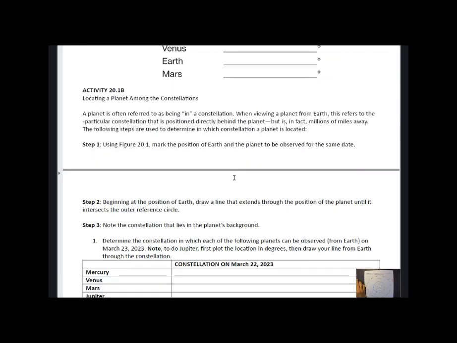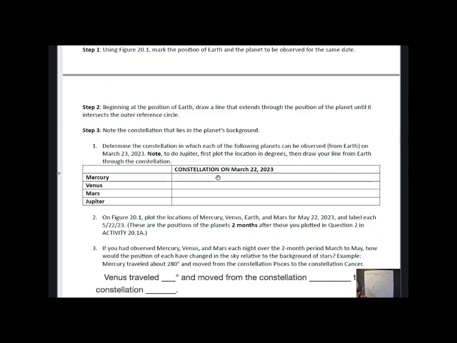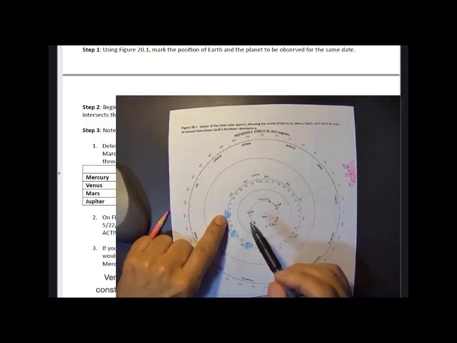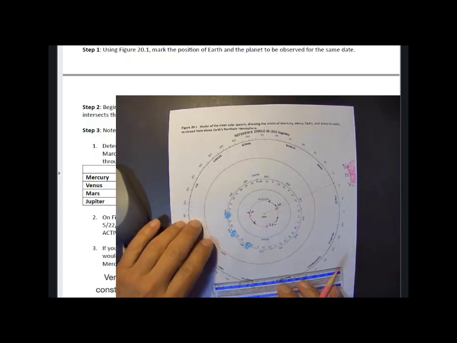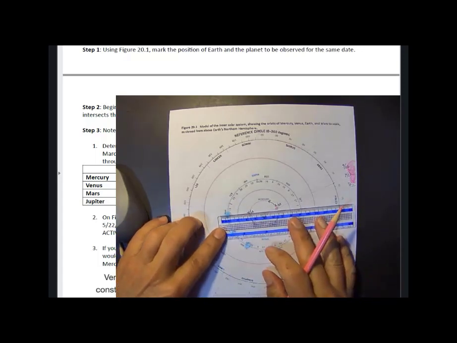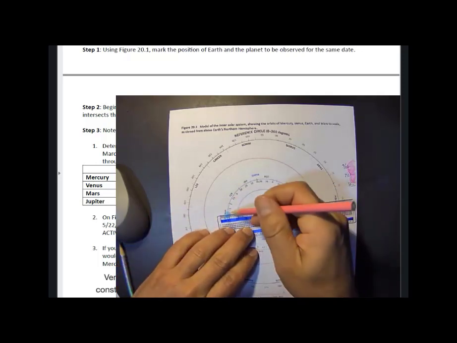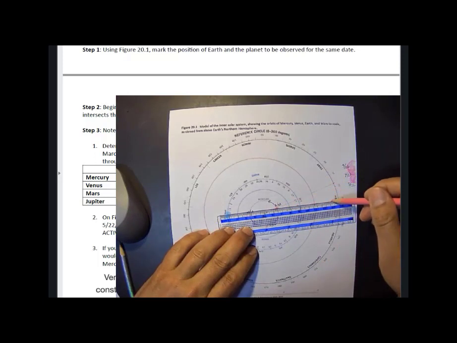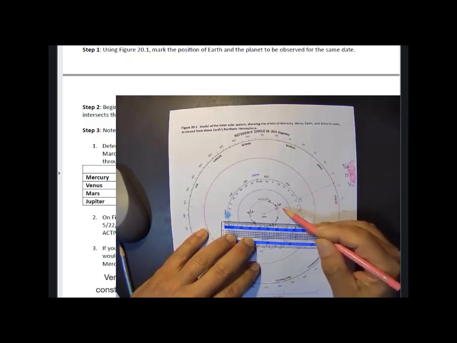And then for activity 20.1, here we're going to be looking at what constellation the planet could be in. For example, Mercury. So in this case, you want to go to March 22nd, right? You go to March here, and you want to draw, in fact, we'll do the purple line since we're using purple for Mercury. You want to draw a very faint line from Earth through Mercury, and see what constellation it ends in. So it ends up in Pisces. Mercury will be in Pisces in March, right?